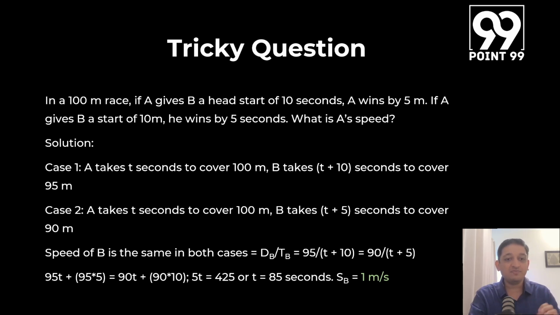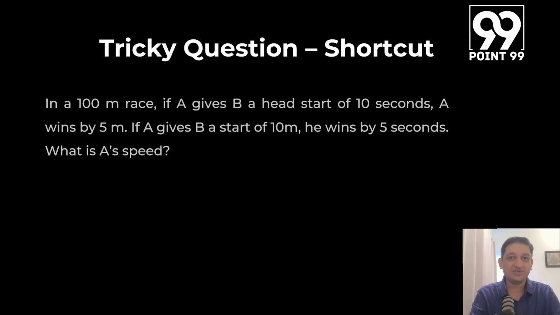Now how do you figure out the speed of B? We know that the speed of B is going to be nothing but either 95 divided by t plus 10 or 90 divided by t plus 5. If you know that t is 85, you can just put t equal to 85 here and your answer will be 95 divided by 95, that is 1 meter per second. Now, of course, there has to be a shorter solution to this. So let's try to explore what is the shortcut here.